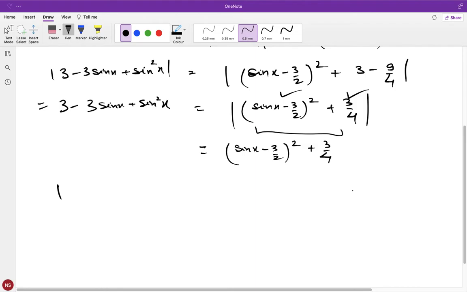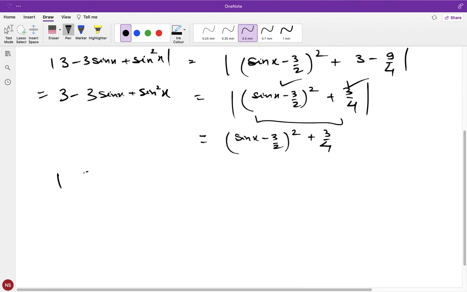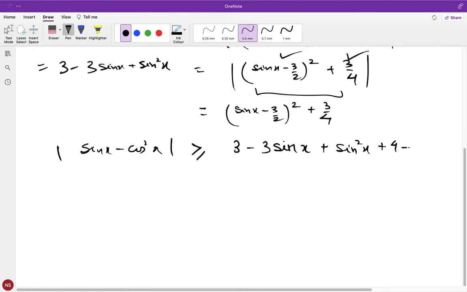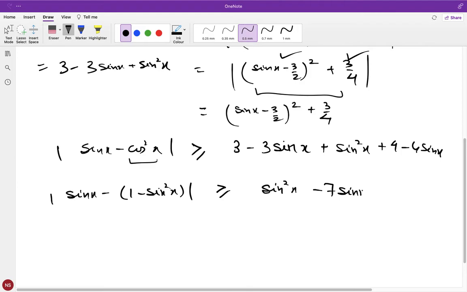So my question is now reduced to mod of sin x minus cos square x is greater than or equal to 3 minus 3 sin x plus sin square x plus 4 into 1 minus sin x. So 4 minus 4 sin x. Cos square can be written as 1 minus sin square x. So this is sin square x minus 7 sin x plus 4 plus 3 is 7.